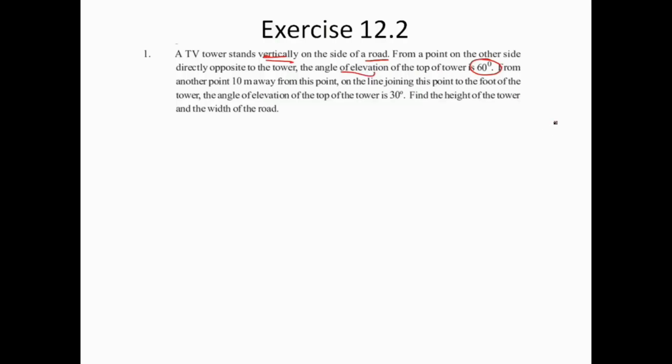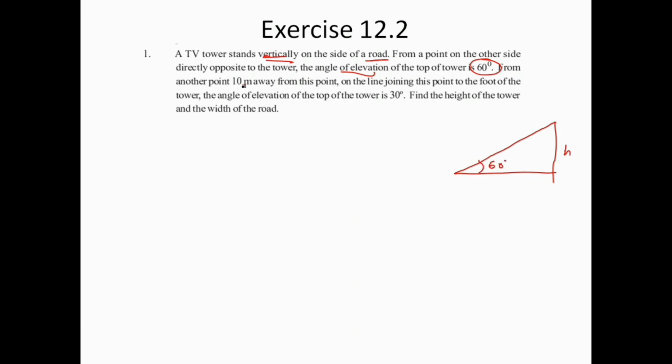Around 60 degrees. So let this be the height of the tower. If this is the height of the tower and the other end is at 60 degrees to the top end, right? So this should be your 60 degrees. This is clear. This is your 60 degrees.